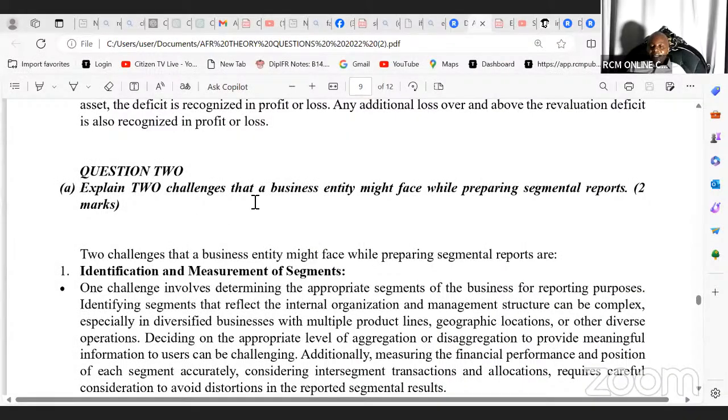Explain two challenges that a business entity might face while preparing segmental reports. Now, ladies and gentlemen, let me give you the first challenge that you shall always encounter when preparing your segmental reports: identifying the segments themselves. It's not very easy for you to sit down and say, hey, this segment qualifies to be captured as a segment on my financial statements. There are rules, if you remember.